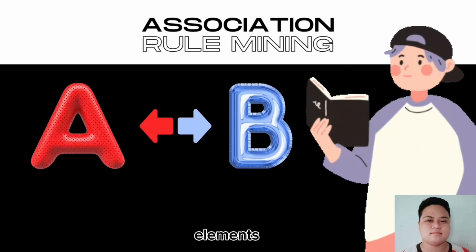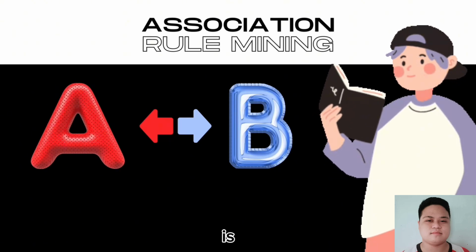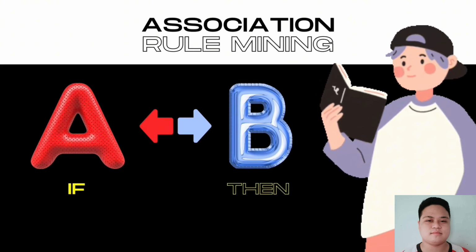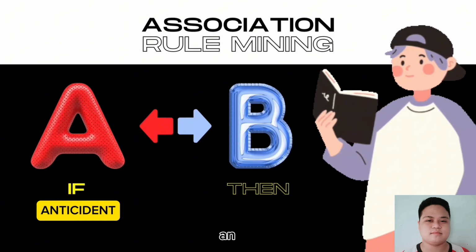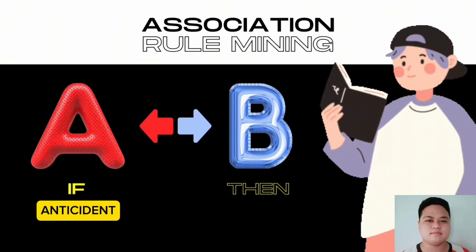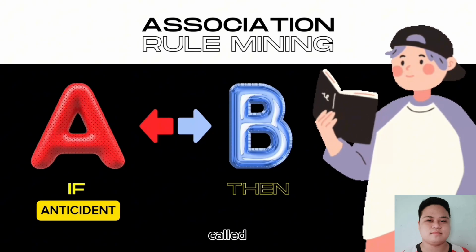Now there are two elements to this rule. First is the if, and second is the then. Now the if is also known as the antecedent. This is an item or a group of items that are typically found in an item set, and the latter one is called the consequent.